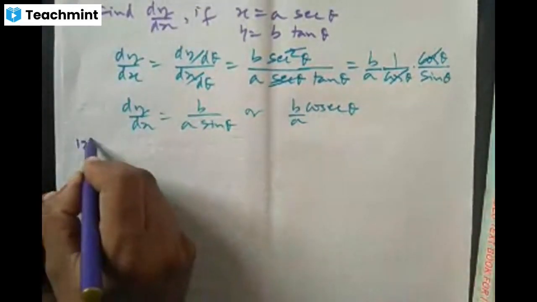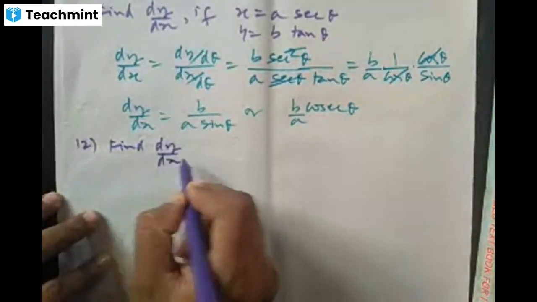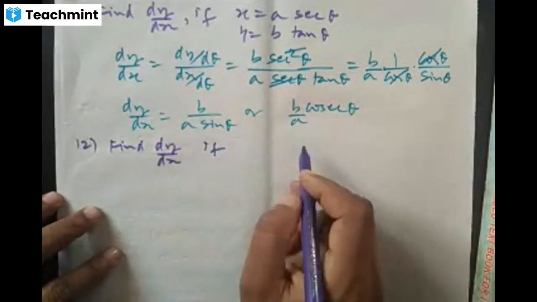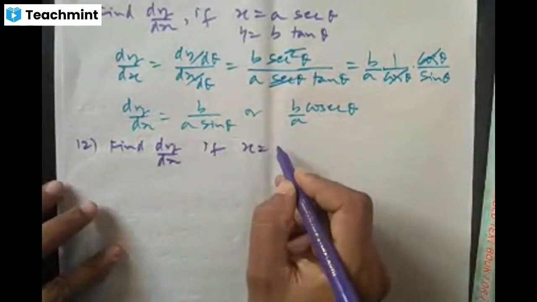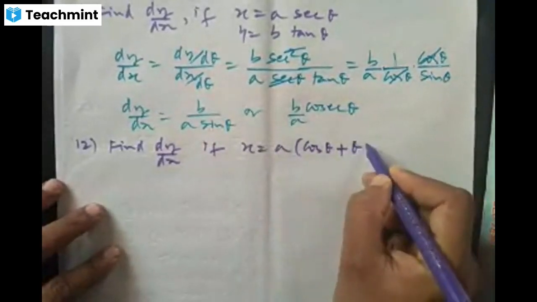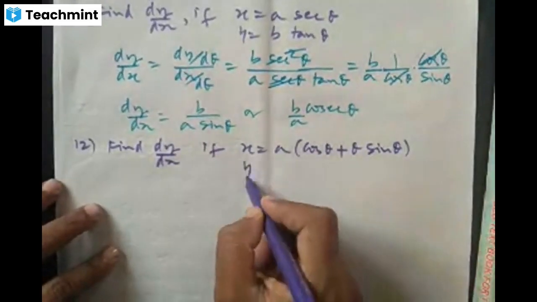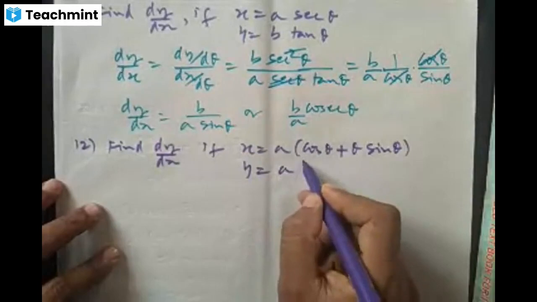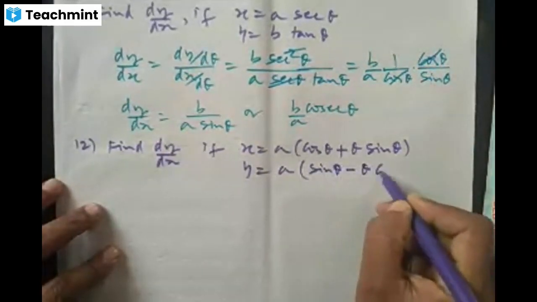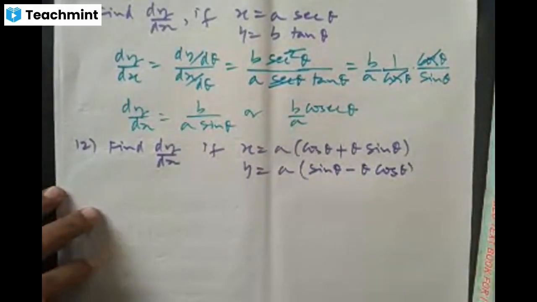Problem number 12. Find dy by dx if x is equal to a into cos theta plus theta sin theta. Okay. y is equal to a into sin theta minus theta cos theta. Okay.